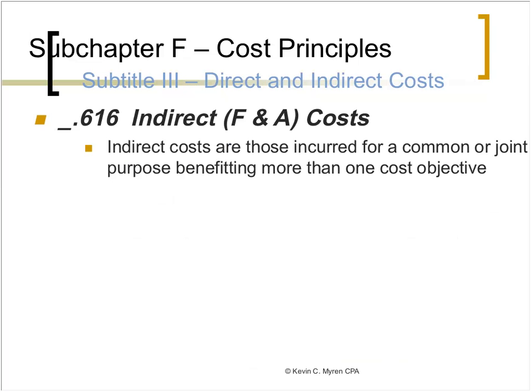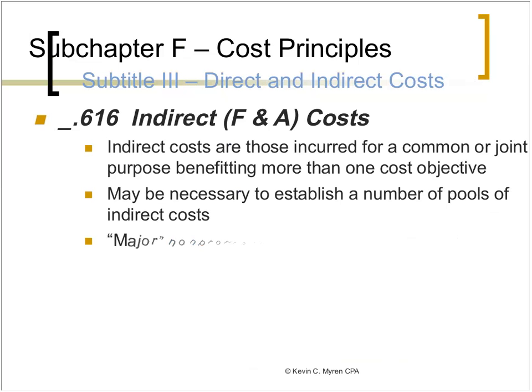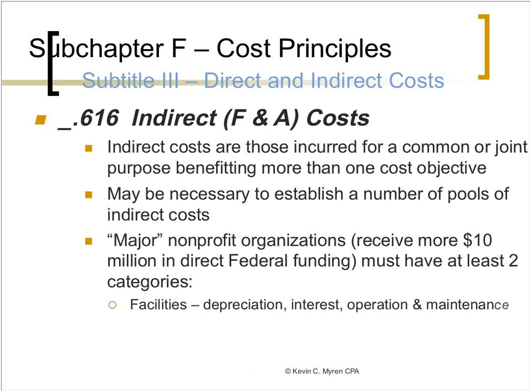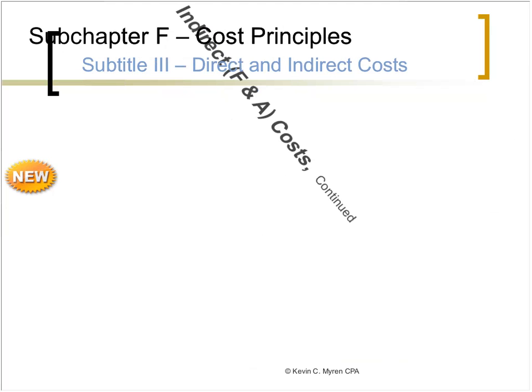Paragraph 616 of the same subtitle talks about indirect costs, and they define indirect costs as those incurred for a common or joint purpose benefiting more than one cost objective, or in other words, more than one federal project. And it has the same requirement that if you have more than $10 million in direct federal funding, you must have at least 2 cost pools, and that's what we've talked about. So that does not change from the current A-122 guidance.